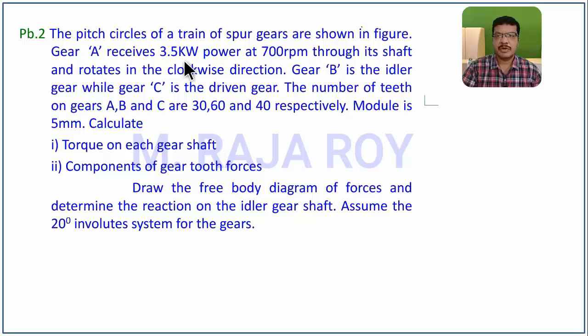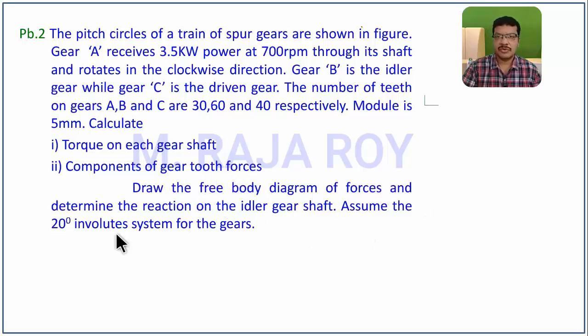Gear A receives 3.5 kW power at 700 rpm through its shaft and rotating in the clockwise direction. Gear B is the idle gear and gear C is the driven gear. The number of teeth on A, B, C are 30, 60 and 40 respectively. Module is 5 mm. Calculate torque on each gear shaft, component of gear tooth forces.